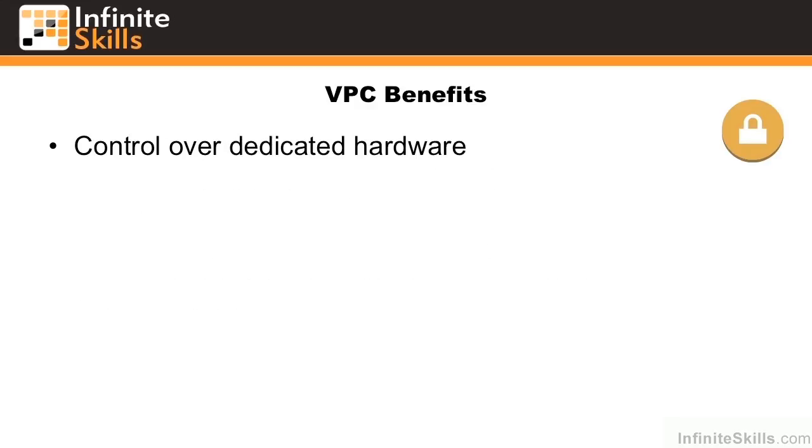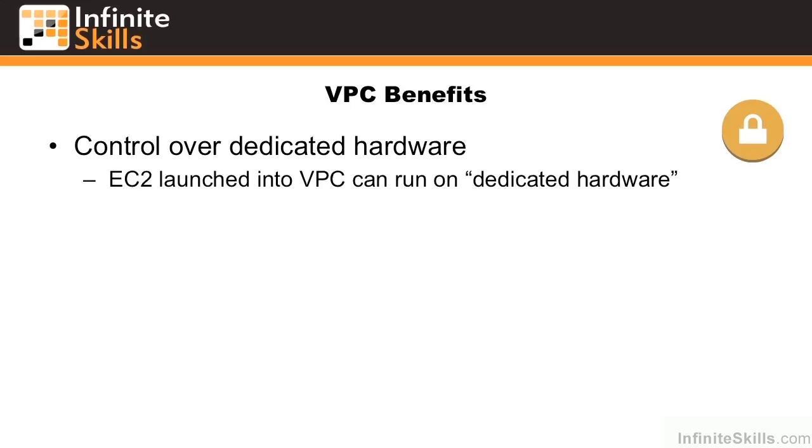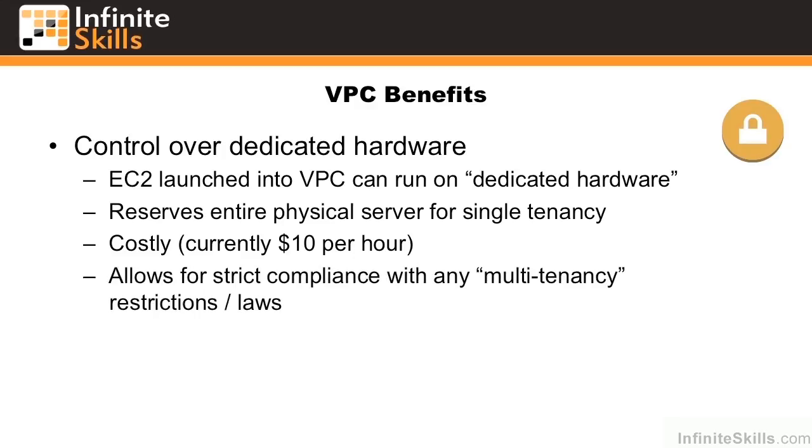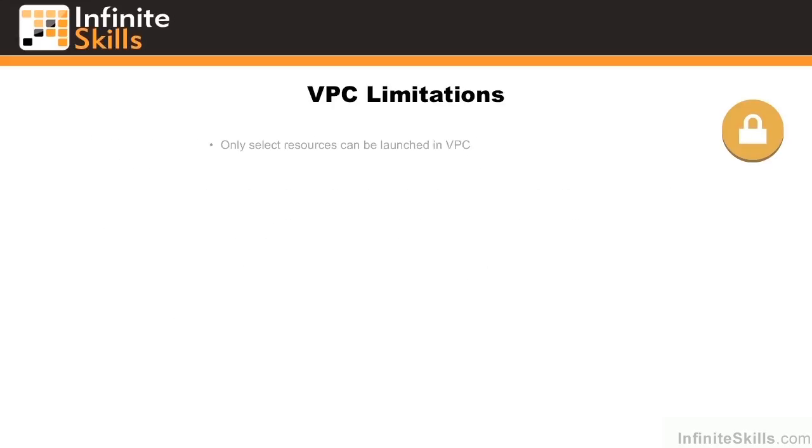VPC gives you the option to provision dedicated hardware. EC2 instances launched into a VPC can run on dedicated hardware. This reserves the entire physical server for a single tenant. It is very costly at $10 per hour, but it can allow for strict compliance with any multi-tenancy restrictions or laws that your application may have to abide by.